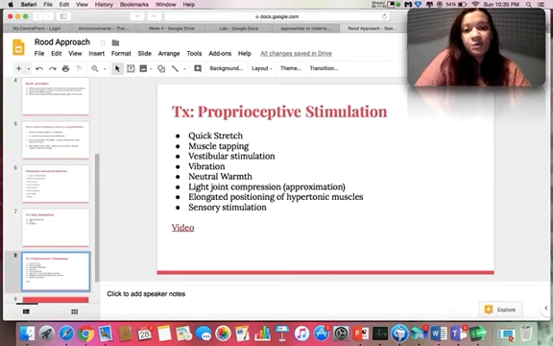And then we have proprioceptive stimulation, so quick stretch, muscle tapping, vestibular stimulation, vibration, neutral warmth, light joint compression, which is called approximation, elongated positioning of hypertonic muscles, sensory stimulation. And so these are the things that we're going to be a little more hands-on with in lab. So that was just a quick overview.